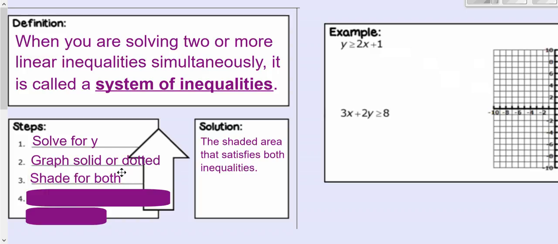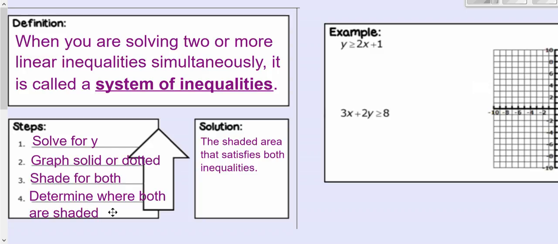And then for both of them, we are going to shade. So far, there's really nothing different from solving a single inequality, but we're shading for two of them this time. And then last, we're going to determine where both are shaded. Where both are shaded is where we are going to find our solution. So the solution to a system of inequalities is the shaded area that satisfies both inequalities. So get all of that down and then come back to the video and we'll do an example together.